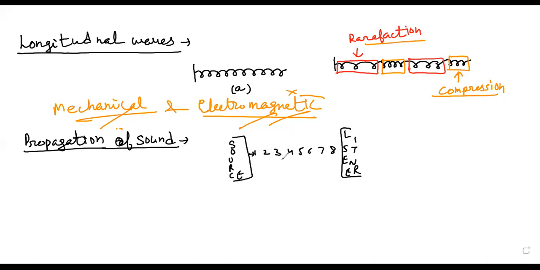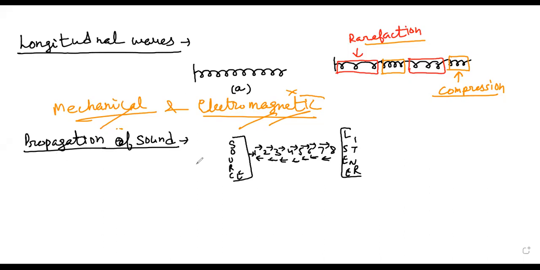So that disturbance will strike the first particle. Then what happens? The first particle will come in motion and strike the second particle. Then after striking the second particle, the first particle will come back to its position, right? This is elastic in nature. Elastic means that they regain their original shape or position, wherever they were. So this disturbance will keep on moving until the sound reaches the listener. This is the way sound propagates, right?